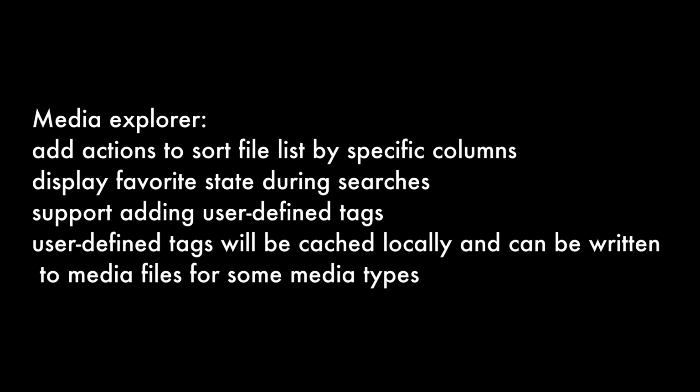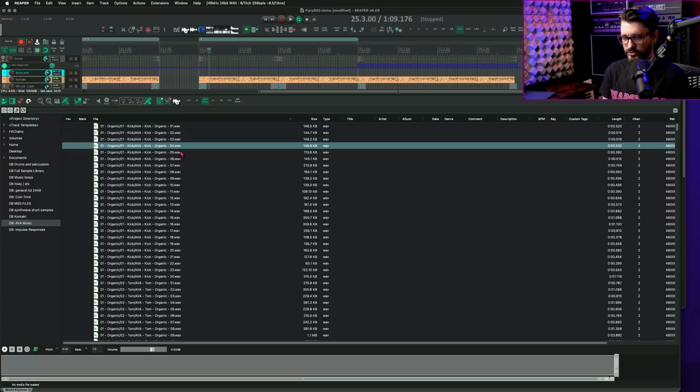Up next is changes to the Media Explorer. Actions to sort file list by specific columns. Display favorite state during searches. Support adding user-defined tags. User-defined tags will be cached locally and can be written to media files for some media types. So up first was an action.